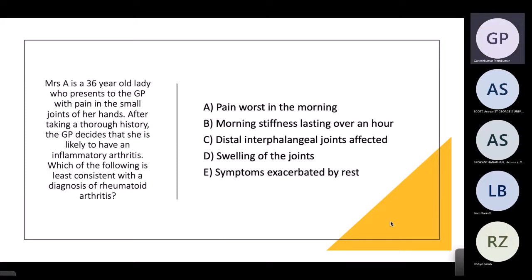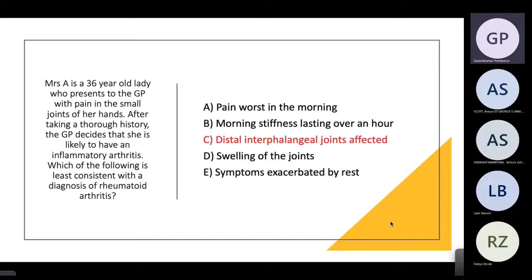Okay, I think I'm just going to change to the next slide. So we just discussed it. Yeah, it's the distal interphalangeal joints being affected. Like I said, it's not a hard and fast rule, but when you look at the other options, this is definitely the one that's going to be least consistent.